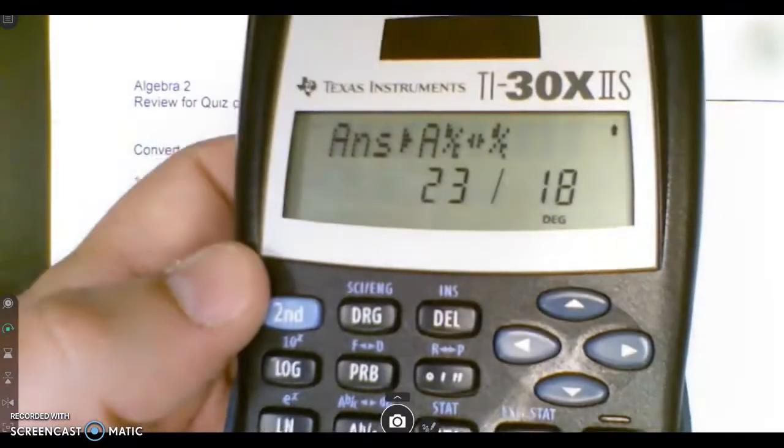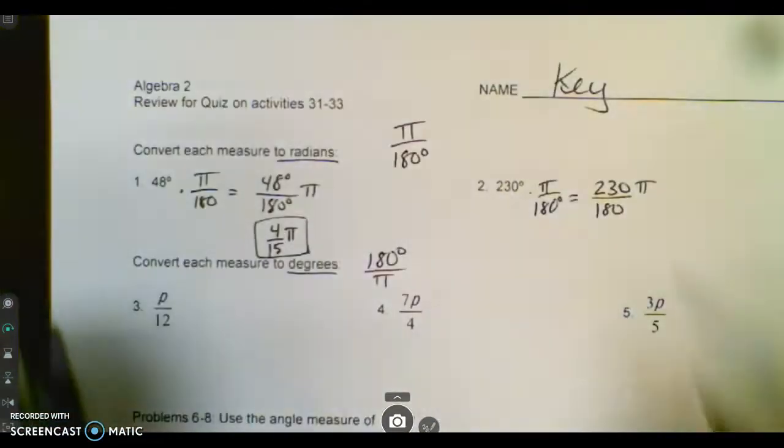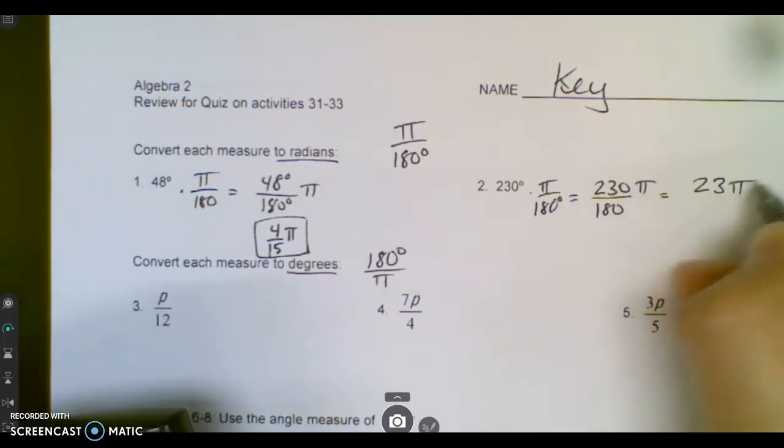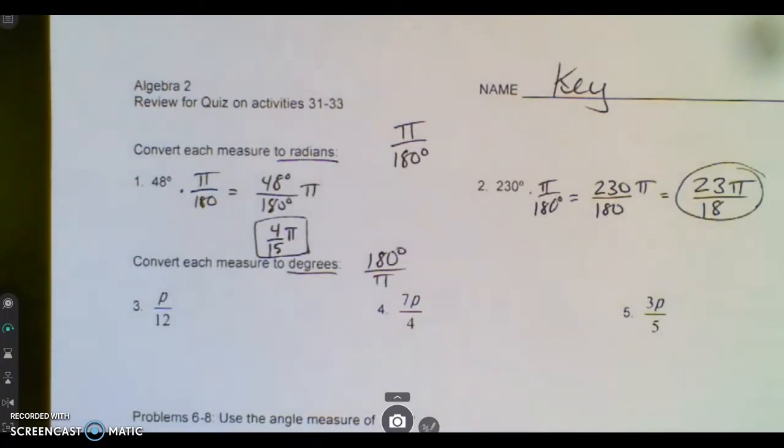Now if you have a graphing calculator, it does this automatically. 23 over 18. I also could have gotten there a little quicker by just dividing the top by 10 and the bottom by 10. I wanted to show you how to do it on the calculator though.